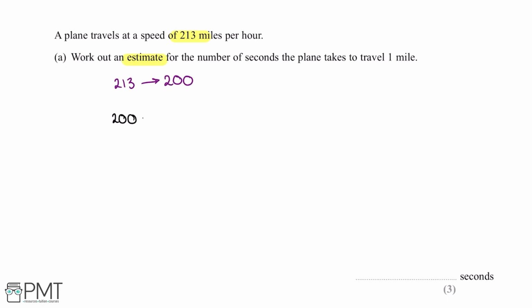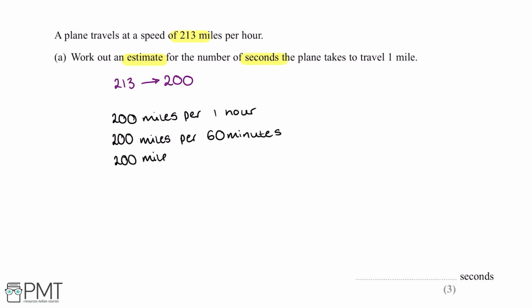So if this plane travels at 200 miles per hour, then this means that the plane will travel 200 miles in 60 minutes. And because we want our answer in seconds, and there are 60 seconds per minute, then this means that this plane will travel 200 miles in 3,600 seconds.